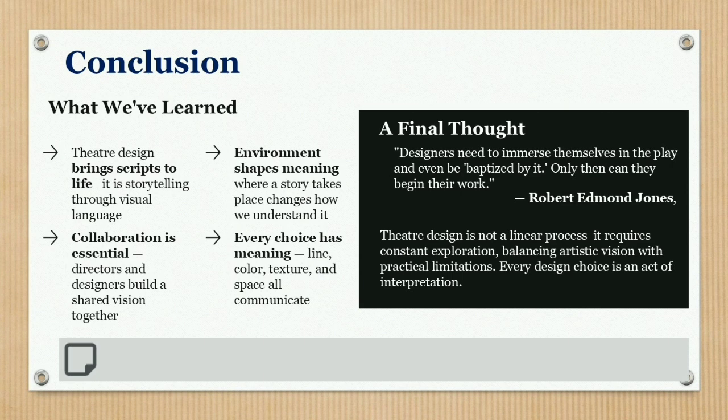For the conclusion, theater design is never a linear process; it balances artistic vision with practical reality. Every single choice, a color, a chair, a shadow, carries meaning. As the great Robert Edmond Jones said, designers need to immerse themselves in a play and even be baptized by it. Only through this deep immersion can they create an environment that truly serves the story. Design doesn't just decorate a stage, it brings the script to life.